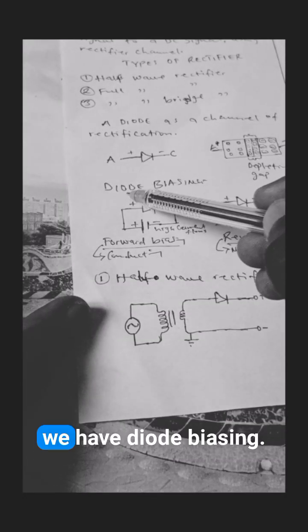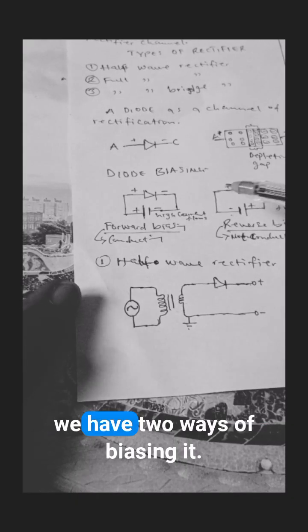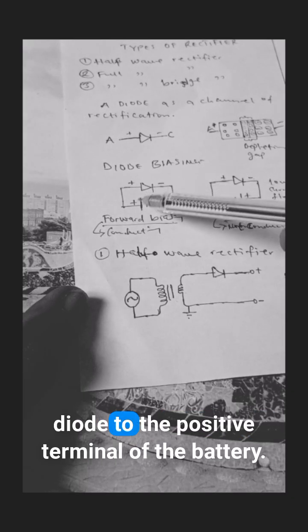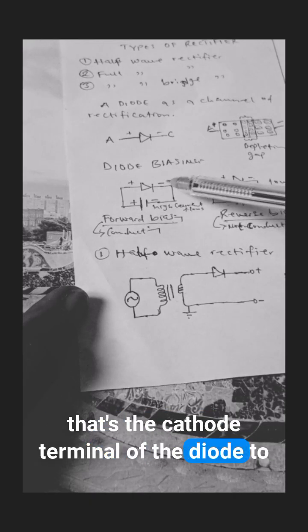Now we have diode biasing. By biasing a diode, we have two ways of biasing it. We have forward biasing, which is where you connect the positive terminal of the diode to the positive terminal of the battery. You also connect the negative, that's the cathode terminal of the diode, to the negative terminal of the battery.